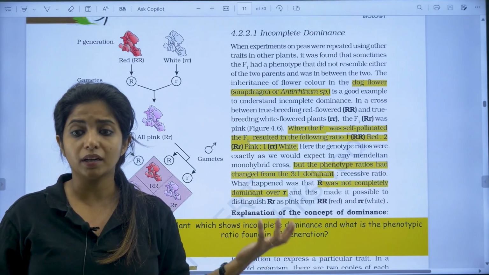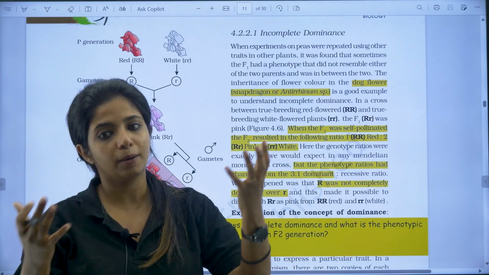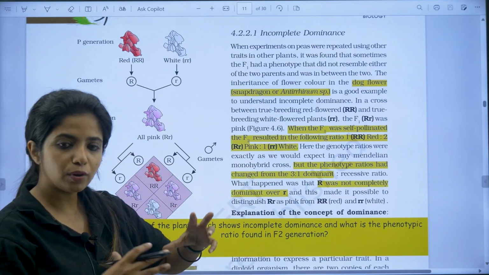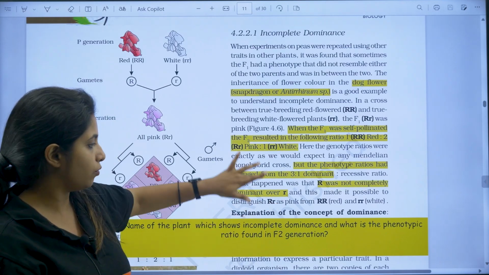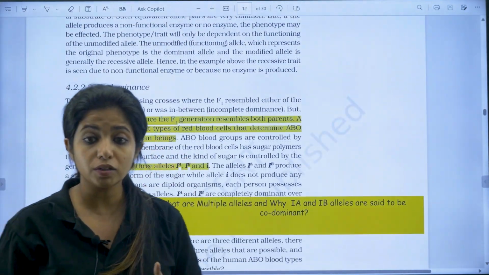Neither of them is completely dominant over the other, my dear children. Basically, the dominant one is not completely dominant over the other, which is why they show an intermediate character, that is the pink color over here. Now going ahead, what is important over here? Codominance is very much important.